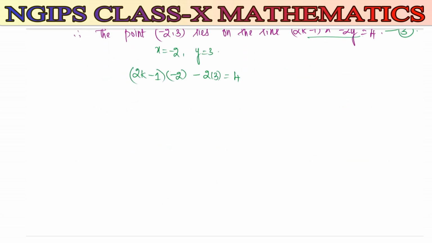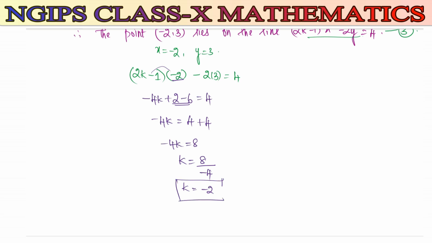Now further if we simplify this, we'll get minus 2 into 2k, which is minus 4k, and minus into minus becomes plus 2, 2 3s are 6, is equal to 4. So minus 4k is equal to 4. When you simplify 2 minus 6 it is minus 4. Minus 4 when you shift to the opposite side becomes plus 4. So minus 4k is equal to 8. k is equal to 8 divided by minus 4. So we'll get k is equal to minus 2. So this is the value of k. So finally this is the answer.